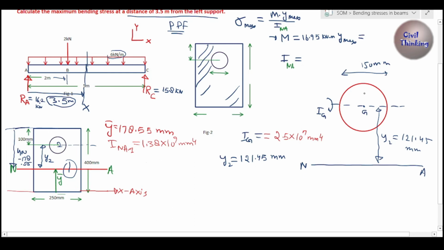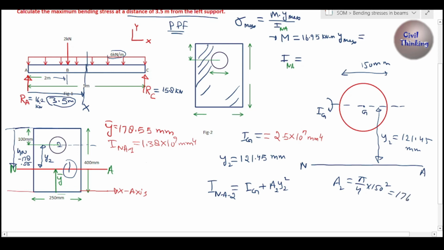to find the moment of inertia of this circle about the neutral axis. It is going to be I neutral axis, let me call it 2, because the circle is element 2. It is going to be the moment of inertia Ig plus a y2 squared, or let me call this a2, where a2 is the area of this circle. Now Ig is how much? 2.5 multiplied by 10 to the power 7. A2 is the area of this circle. We know the area of a circle is pi by 4 d square. Diameter is 150, right? 150 squared.